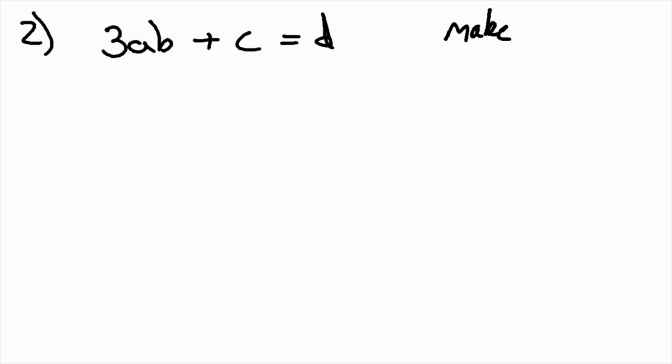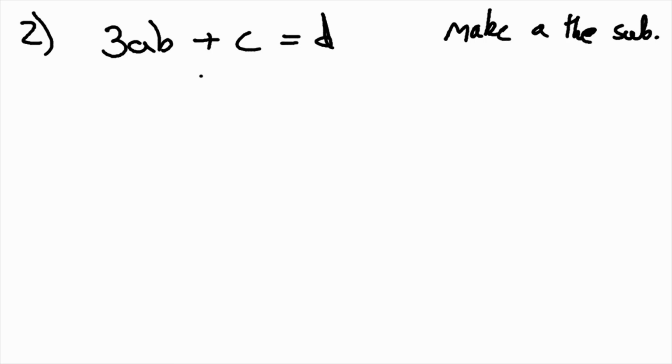We take another example, something a little bit more obscure. 3ab plus c equals d. And we want to make a the subject. We want to make a the subject. So again, we do the opposite.